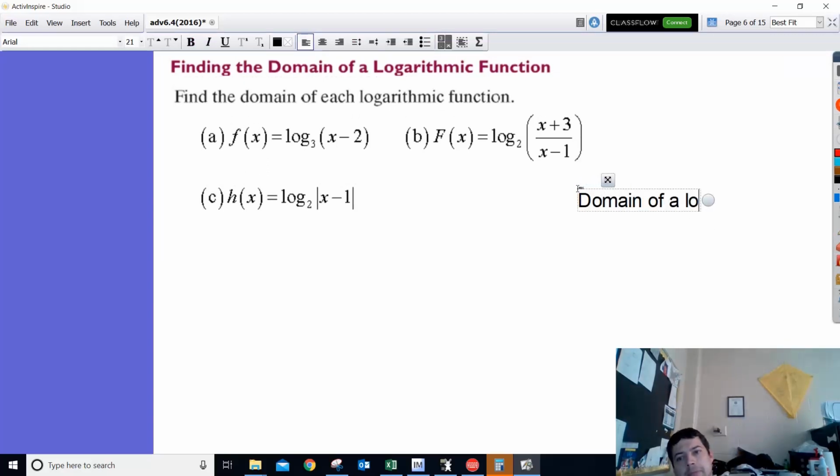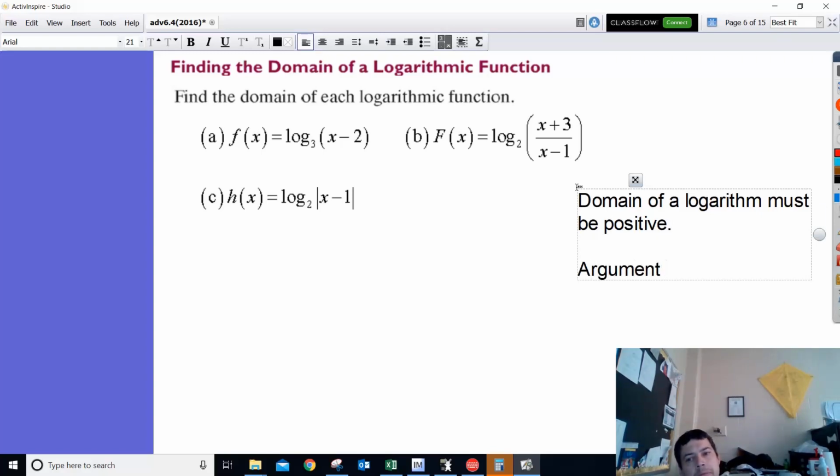Domain of a logarithm must be positive. Now, in other words, we have to set up an inequality. There's a relationship between the argument and the value of 0. What must the argument of a logarithm be in relationship to 0? Greater than, because you know if you type in 0, it says error. The argument must be greater than 0. That's really all there is to it as far as domain of logarithms are concerned.